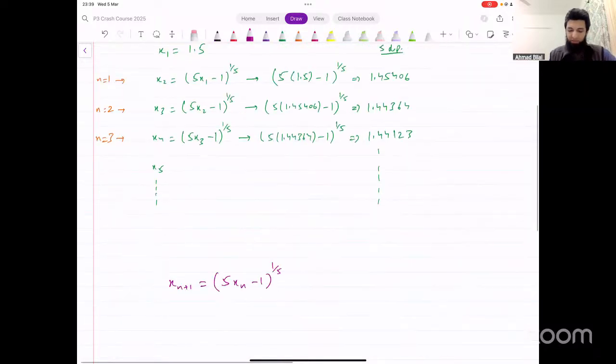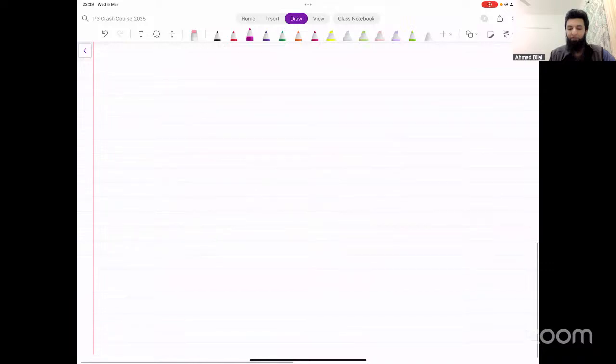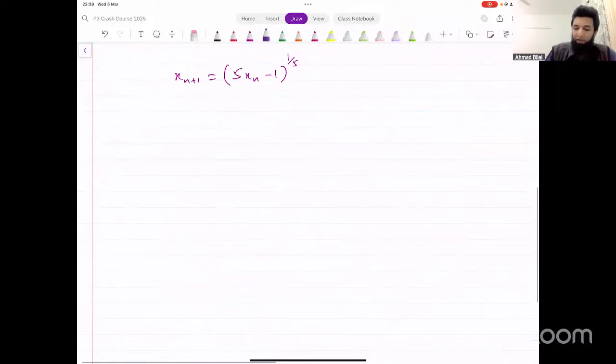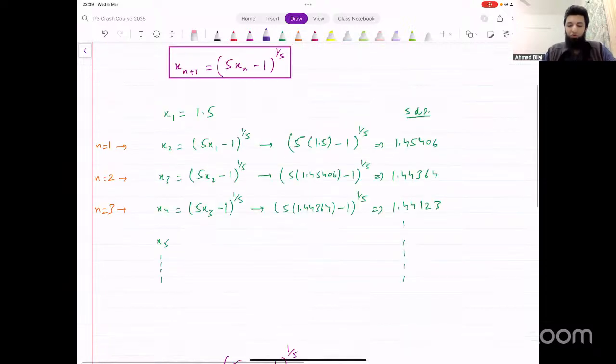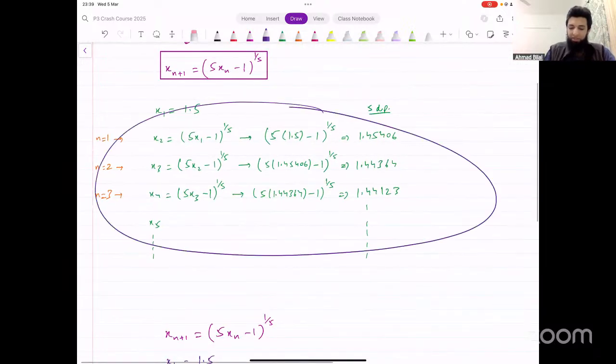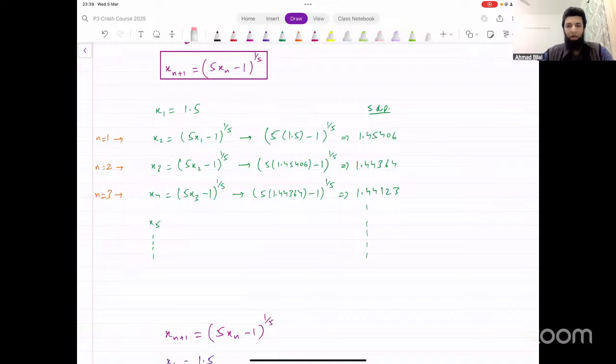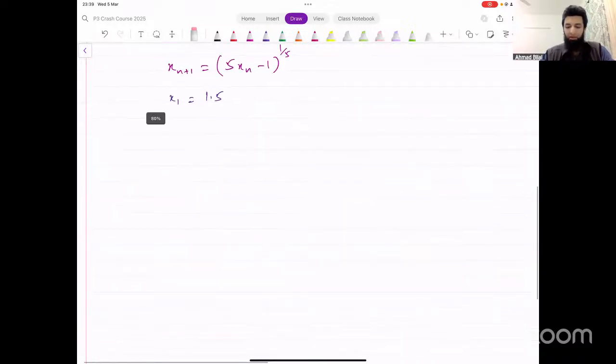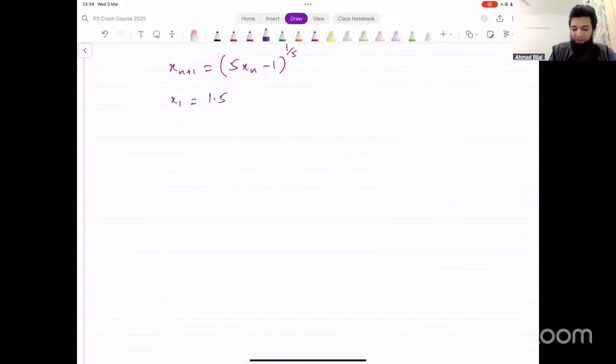Xn plus 1, that's 5xn minus 1 whole raised to power 1 over 5. That's the formula. We are given that x1 equals 1.5. That's the starting point that we have. X1 is 1.5. Now, you do not have to show all of this. That was just to explain to you how this process actually works behind the scenes. But what you can do is you can do these calculations directly on your calculator and just write down the final answers. Now, how would that work?